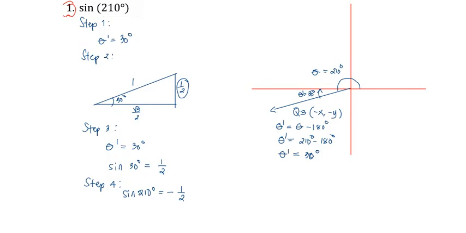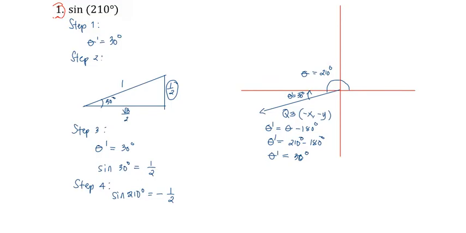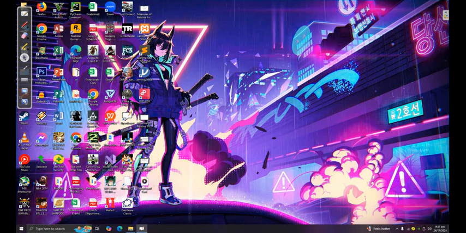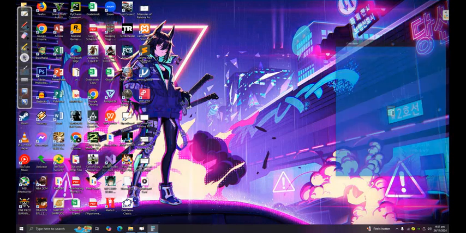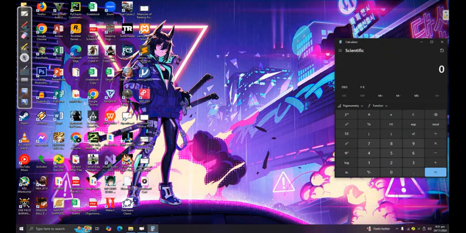So that's the methodology that we use in order to find the trigonometric value without using the calculator. But let's try to see kung ano talaga yung value niya if we are using the calculator. So if we use the calculator, we are going to do sine 210 degrees, right? The sine 210 is going to be this one.